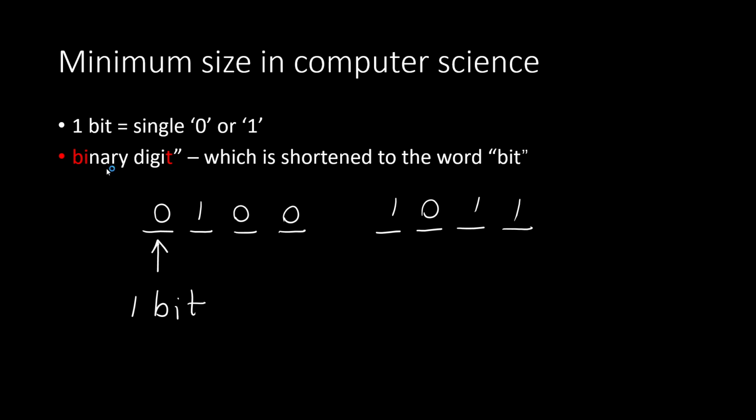The bit is a short abbreviation of binary digit, where we pick the first two letters from binary and the last letter from digit. So for example here, this 0 is 1 bit, this 1 is 1 bit, and this total is 8 bits.